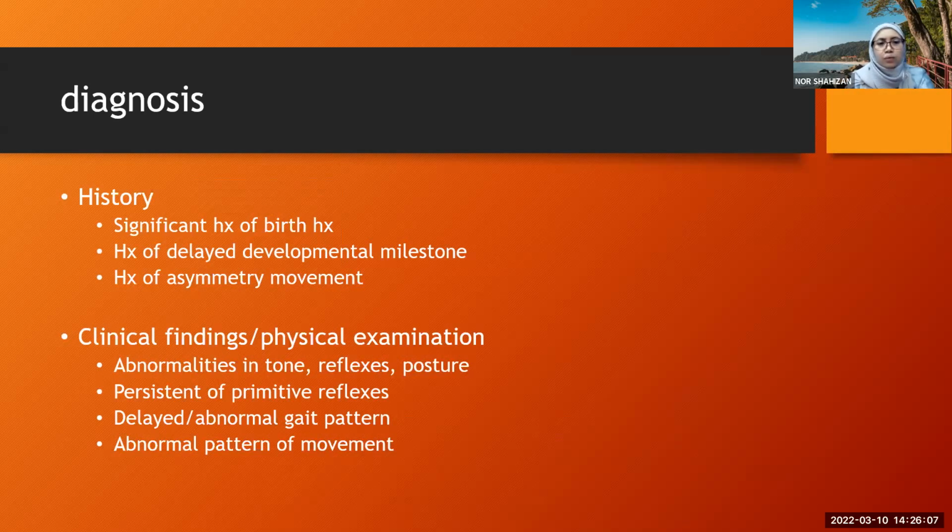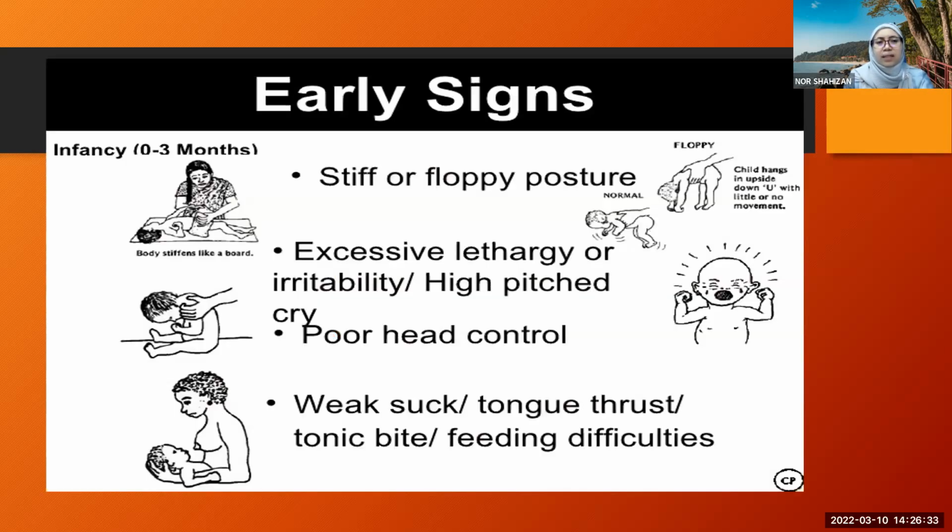You need to look for abnormalities in tone, reflexes, and posture. Is there any persistence of primitive reflexes? Is there any delay or abnormal gait pattern, or any abnormal pattern of movement, if it involves subcortical cerebral palsy, such as athetoid or ataxic? You need to see.